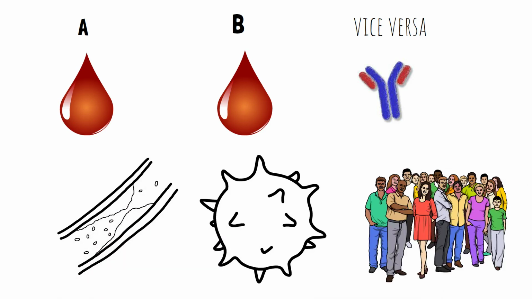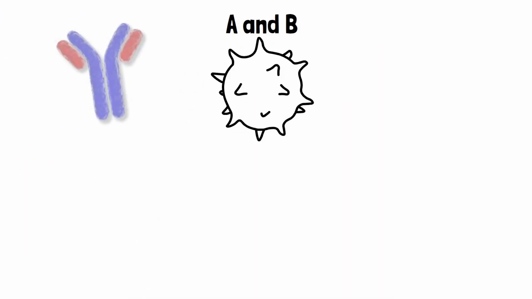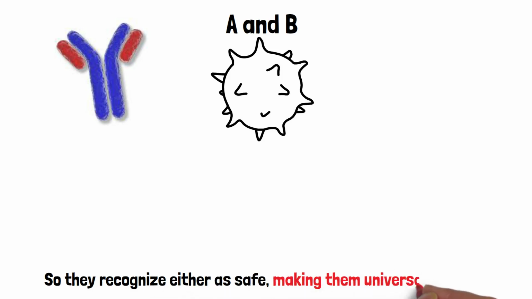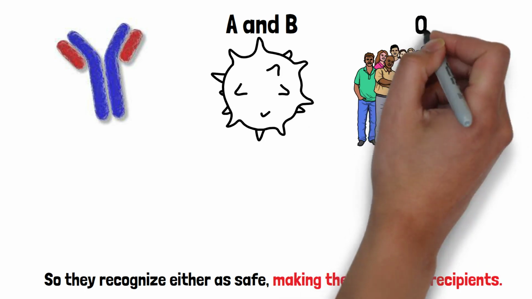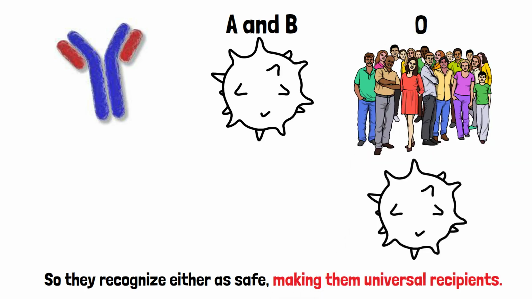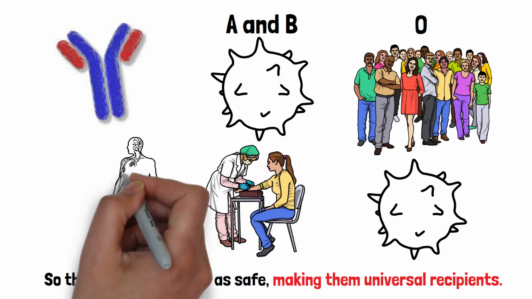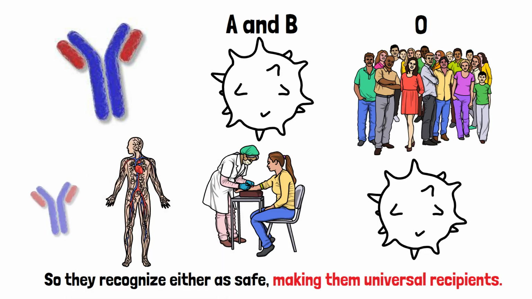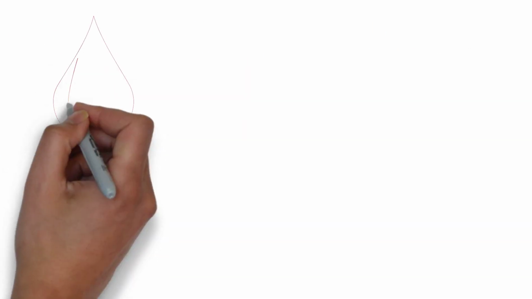However, because people with type AB blood produce both A and B antigens, they don't make antibodies against them. So they recognize either as safe, making them universal recipients. Conversely, people with blood type O do not produce either antigen, making them universal donors. Still, their immune system will make antibodies that reject any other blood type.